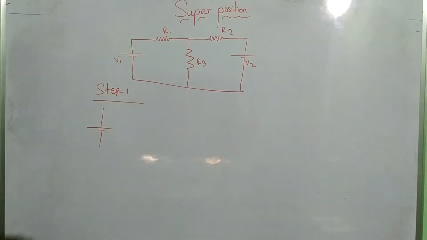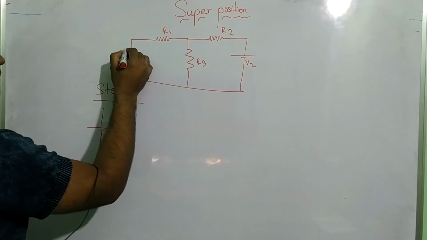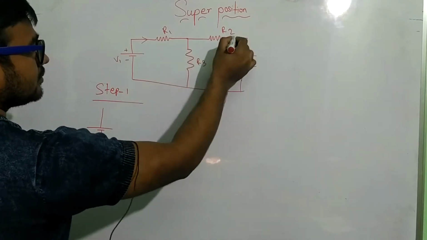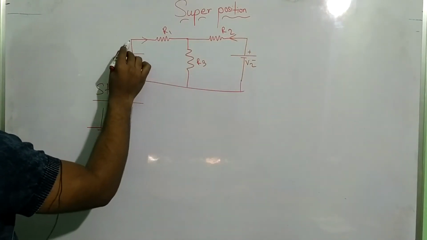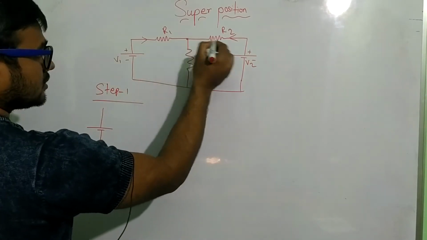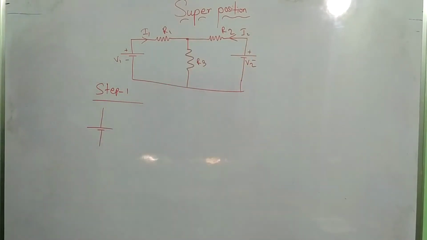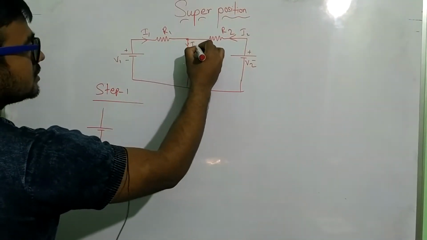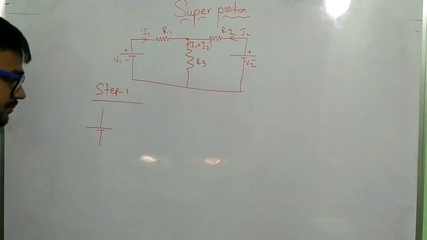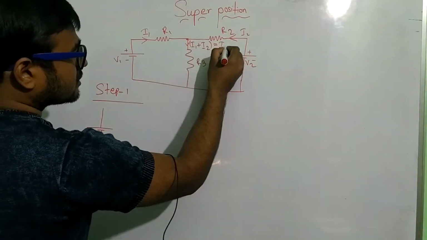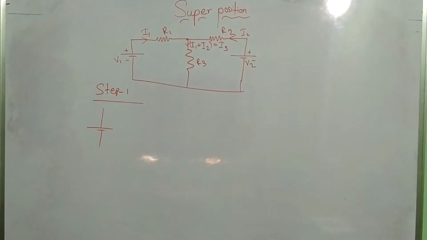At first we need the current direction. From this positive, negative, current will go like this. Suppose these two currents are I1 and I2. These two currents meet at one point, and this is I1 and I2. Or you can say this is I3. Same thing. After giving the current direction, now I am doing step 1.